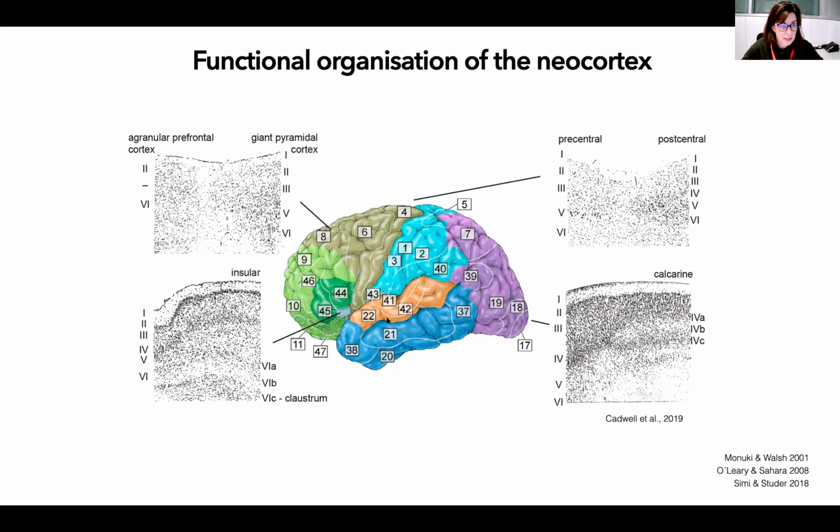Since the early depictions of different functional areas in the cortex that were made by Broca already more than a century ago, there is a lot of work that has been done in neurodevelopment to understand how a very thin and uniform neuroepithelium develops into an expanded cerebral cortex with very distinct functional modalities.